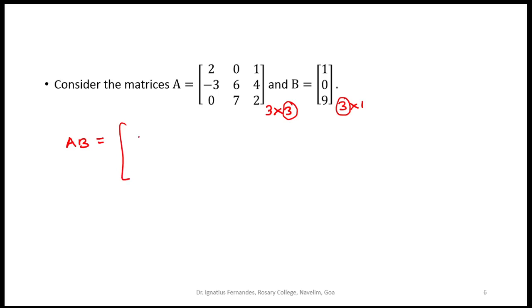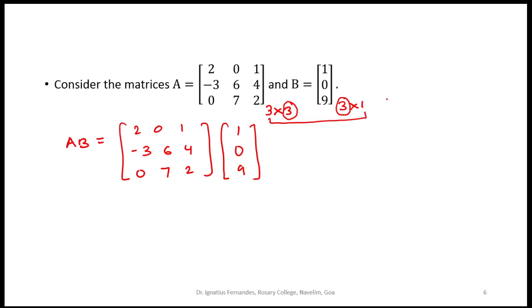So 2, 0, 1, minus 3, 6, 4, 0, 7, 2. This I want to multiply with 1, 0, 9. What is going to be the resultant matrix? It is going to be of the order 3 by 1. So I multiply the first row to this column. There is only one column here. So 2 into 1 plus 0 into 0 plus 1 into 9. I have multiplied this row to this column.